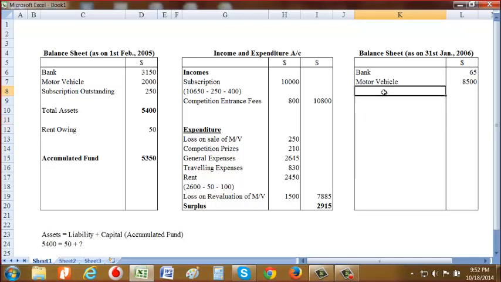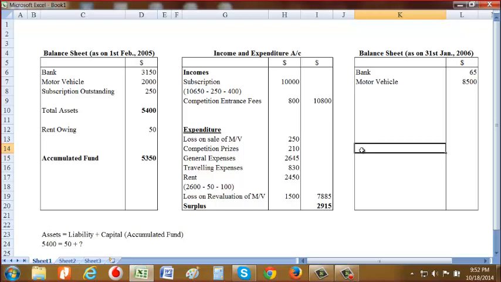Now see, in the opening balance sheet there is subscription outstanding. But at the end of the year there is no subscription outstanding. But there is subscription paid in advance. See, this 400 was paid in advance. The income we got in advance, subscription is our income and we got it in advance, isn't it? So that is our liability. So that I will show under the head liability. Okay.